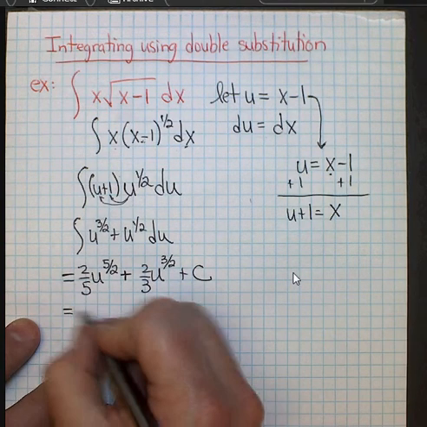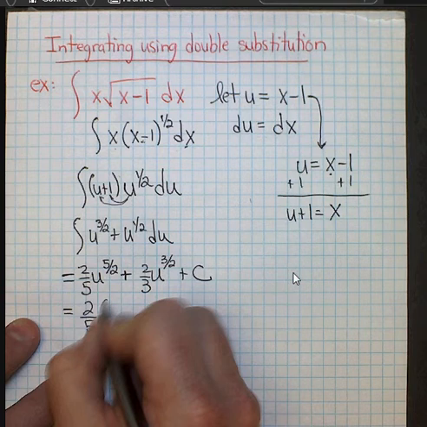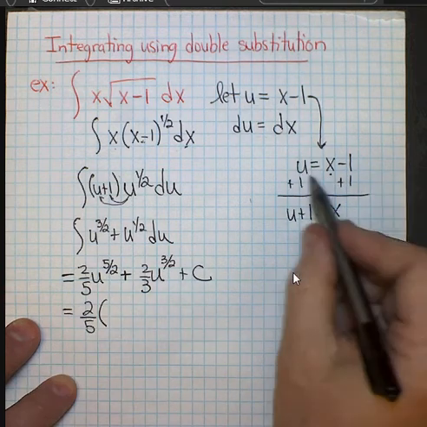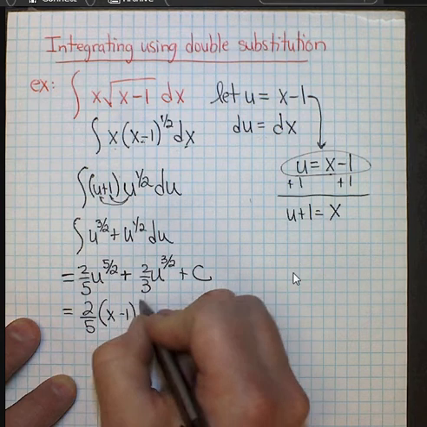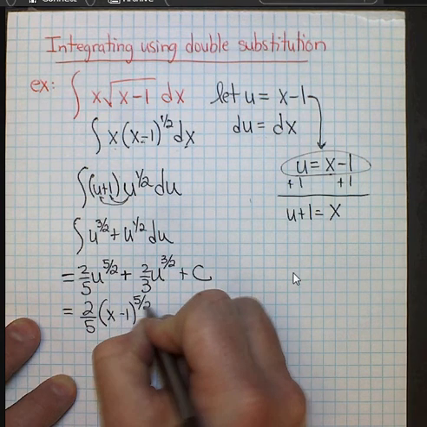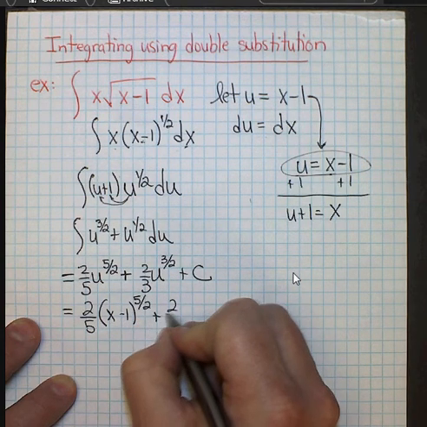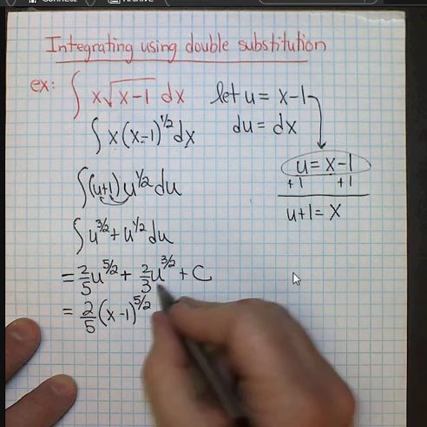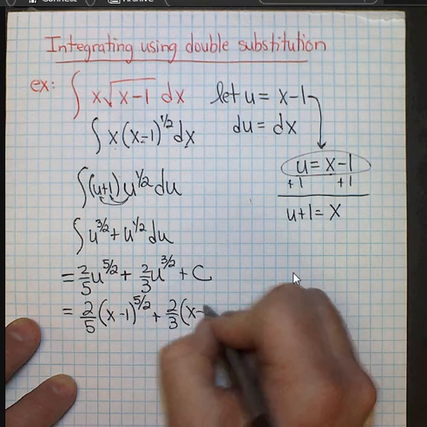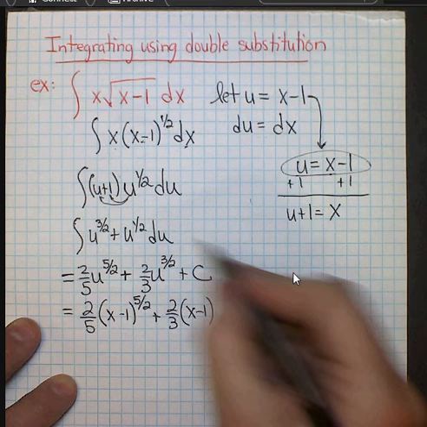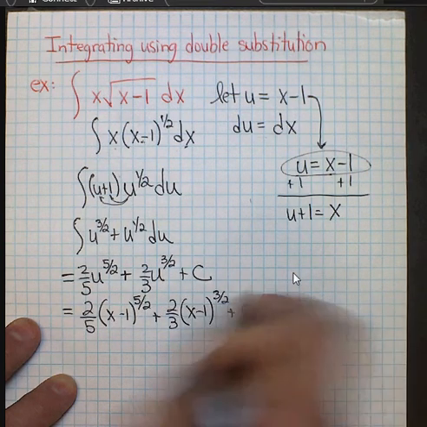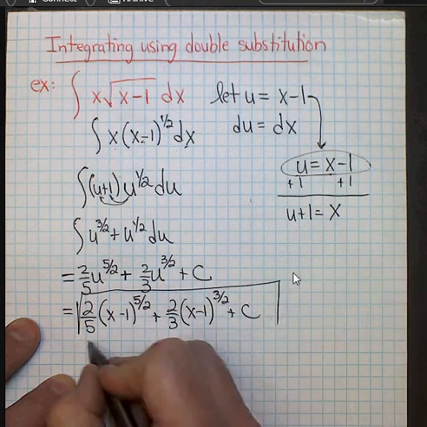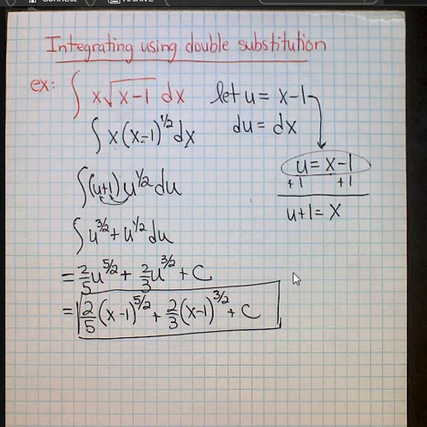Now I plug the u back in. Well, according to this, u was x minus 1, so we get 2/5 times (x minus 1) to the 5/2 plus 2/3 times (x minus 1) to the 3/2 plus c. And that is how we integrate using that double substitution step.